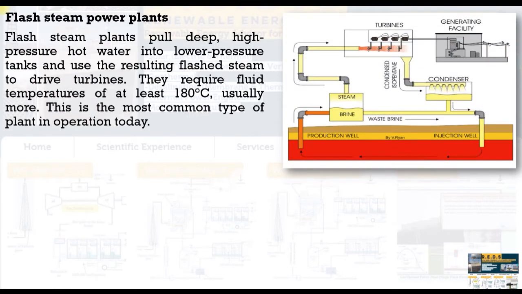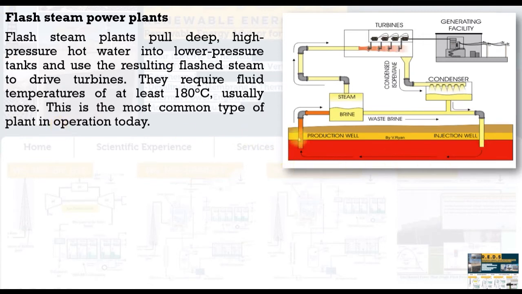Okay, the flash steam power plants, that's our main concept today. Flash steam plants pull deep, high pressure hot water into low pressure tanks and use the resulting flashed steam to drive turbines. They require flow temperature of at least 180 degrees, usually more, around 200 to 230. This is the most common type of plant in operation today.